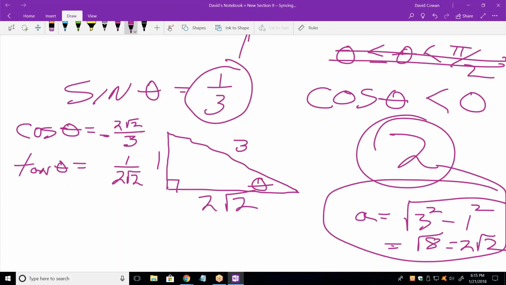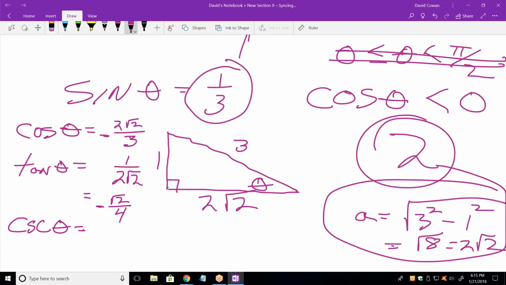What do you get? I got negative square root of 2 over 4, because I threw the sign on as well. I'm multiplying top and bottom by square root of 2, so that gives me square root of 2 over 4, and then I put the sign on it. Second quadrant, tangent's negative. Okay. Now give me the cosecant of theta.